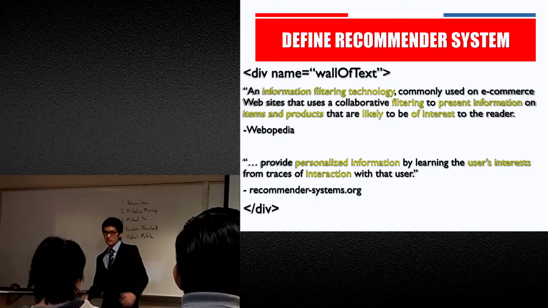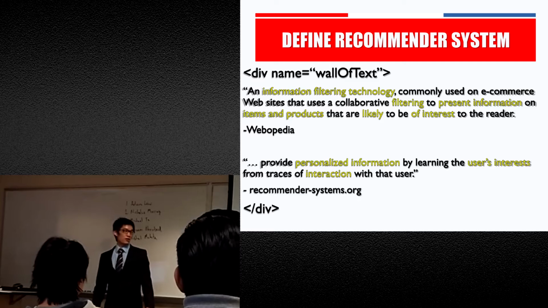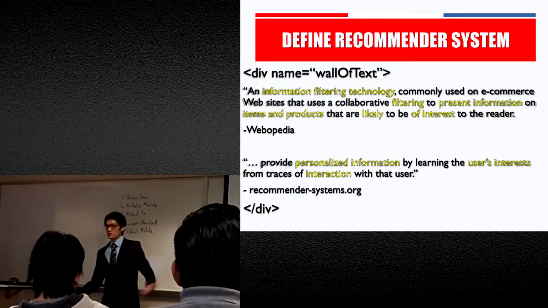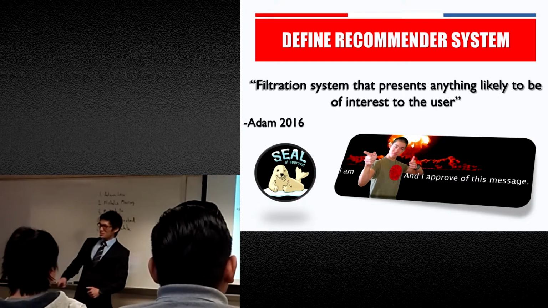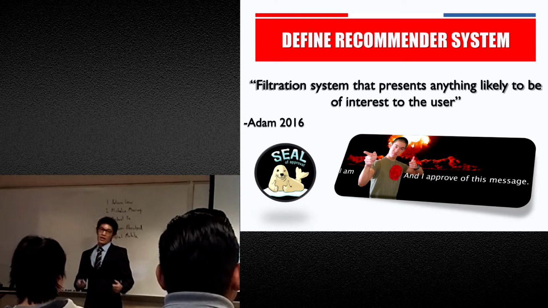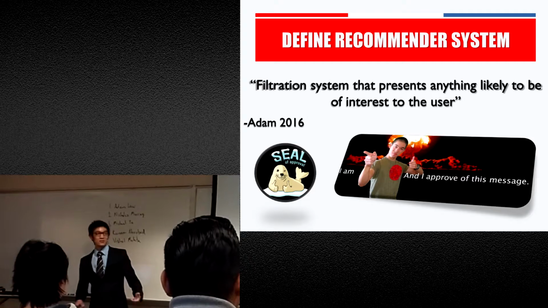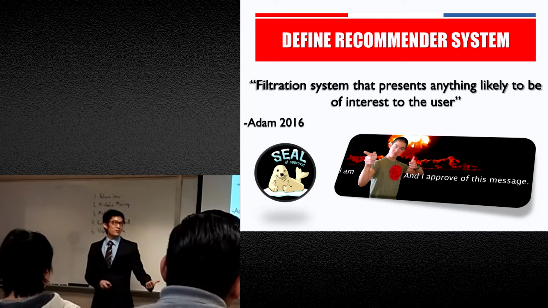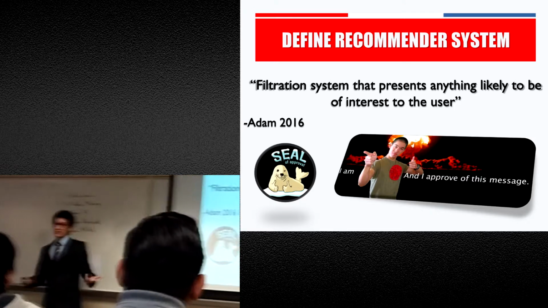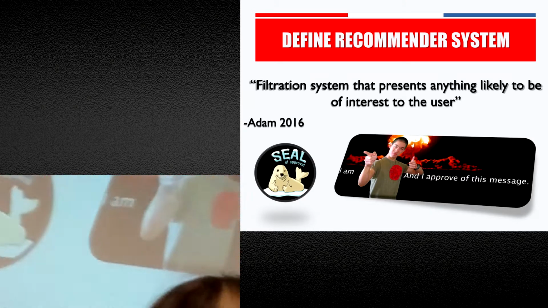So this is the vague definition that everyone puts on the internet. We're just going to skip this because we're not English majors and put it all together. My definition is that it's a filtration system that presents anything that's likely to be of use to the user. The main thing here is that it's likely to be of interest. We're not trying to get 100% correct here. We just need some sort of system to work.